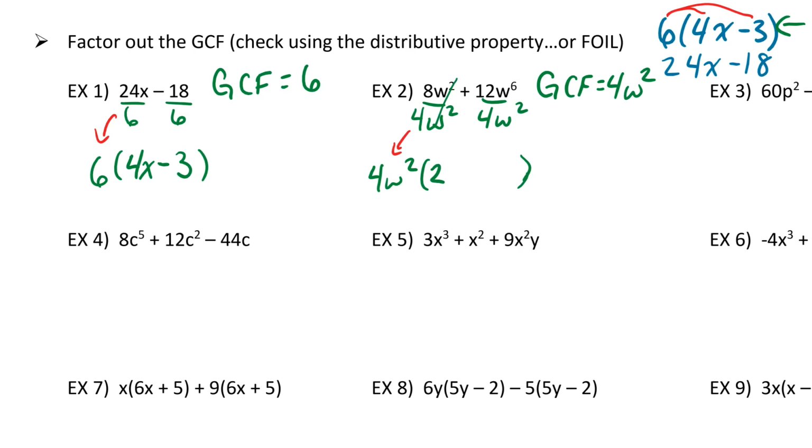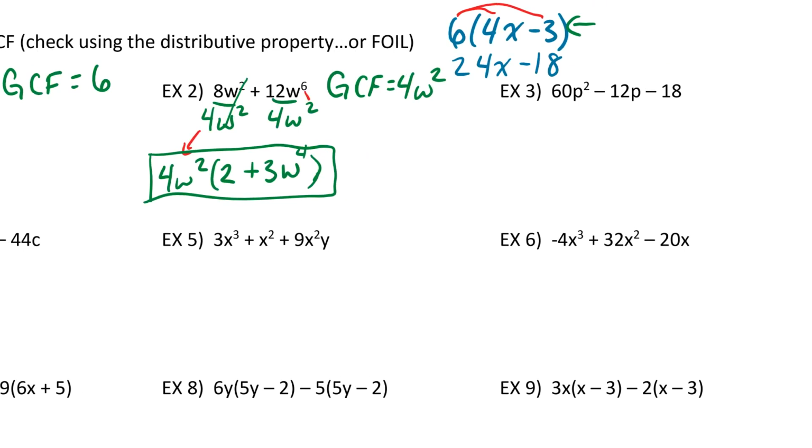For the second one, 12 divided by 4 is 3. W to the 6th divided by W squared, we just subtract the exponents, so we have 6 minus 2 is going to be W to the 4th. That whole thing is the factored version.